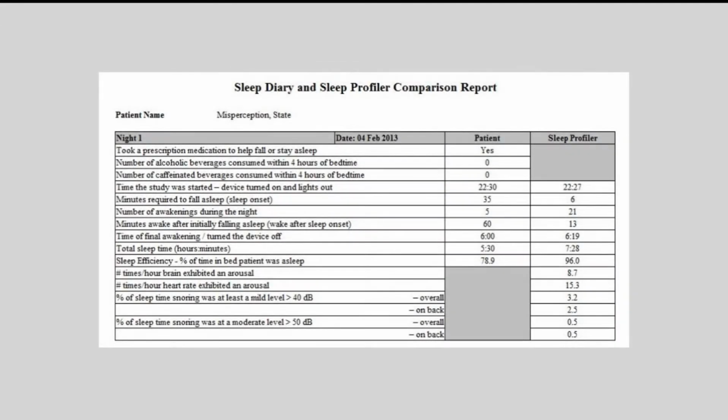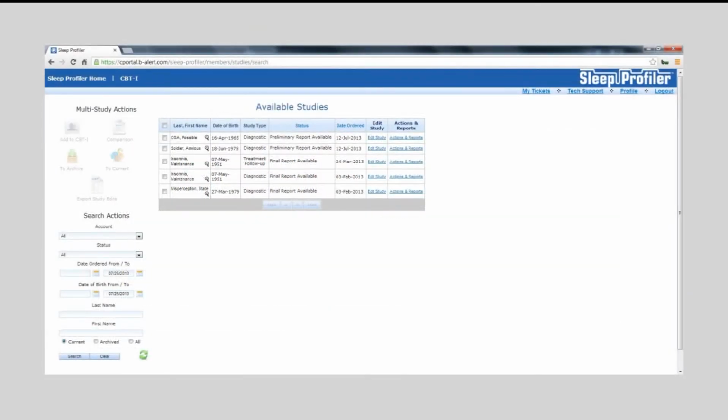The Sleep Diary and Sleep Profiler Comparison Report is presented when the patient's information is input. Comparisons of sleep onset, wake after sleep onset, and sleep efficiency provide objective support when patients have sleep state misperception. Close the Report tab and return to the Sleep Profiler homepage.